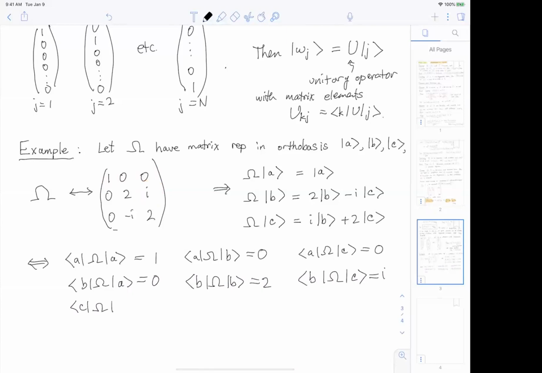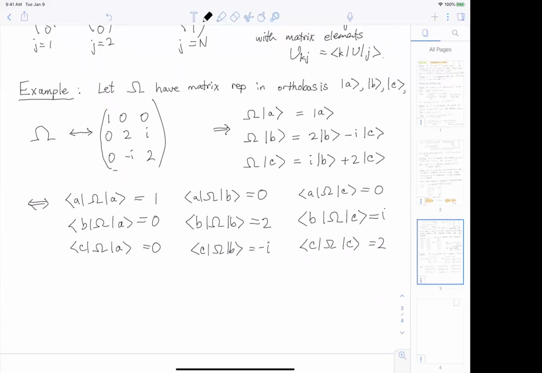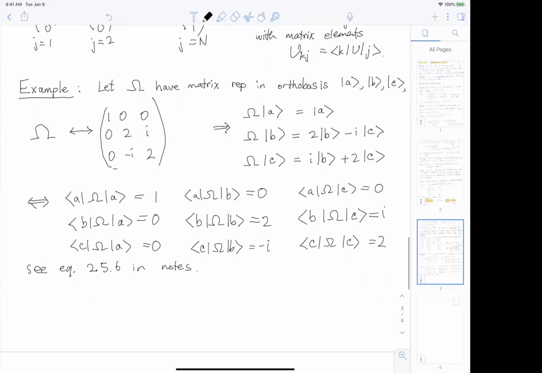Then we can just finish it off. C omega A is 0. C omega B is minus I. And C omega C is 2. Just to remind you where this comes from in the notes, you can see equation 2.5.6 in the notes, where the matrix elements were actually defined.